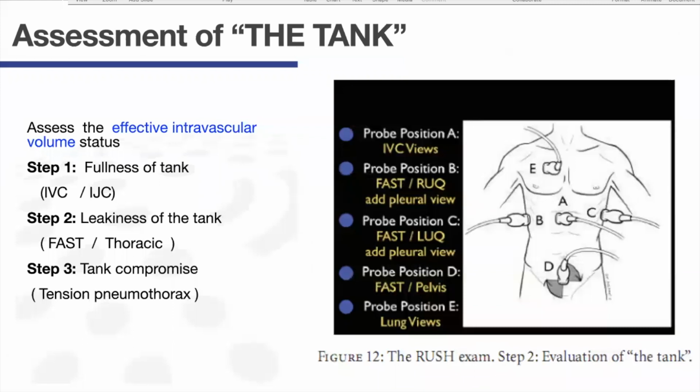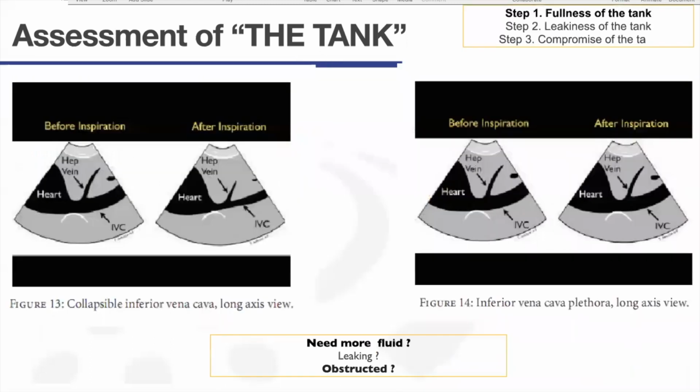So next we go to the assessment of the tank. In assessment of the tank, we're looking at the intravascular volume status and its effectiveness. You want to review whether there is any fullness of the tank by looking at the IVC, whether there's any leakiness of the tank by doing FAST and looking at the lung ultrasound, and whether there's any tank compromise in tension pneumothorax.